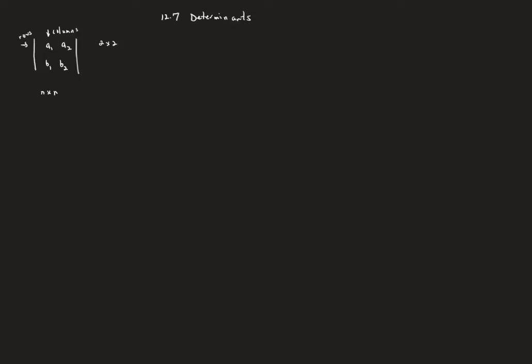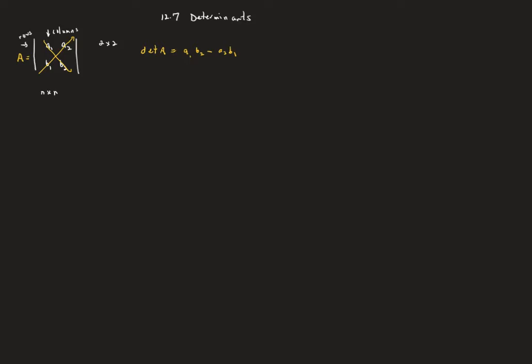If I call this determinant, say, A, then we could say the determinant of A is, and the way we evaluate that is we multiply down the diagonal. So that's A1 times B2, and then we subtract what we get going up the diagonal. And so that's minus A2B1. And that's how we're going to evaluate a 2 by 2 determinant. And again, that is going to be a number.